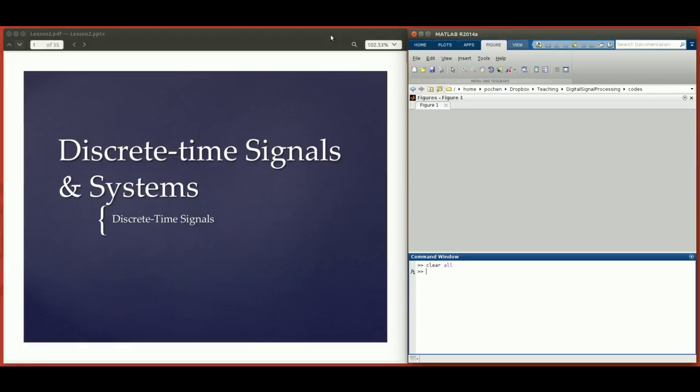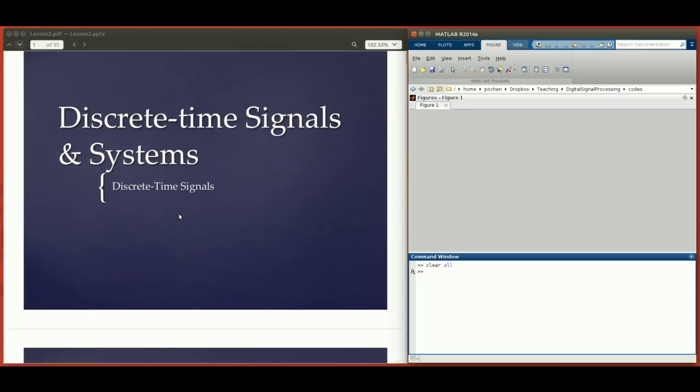So in this video, we're going to talk about some basics about the discrete time signals and systems. We're primarily interested in discrete time signal processing. So let's talk about some of the fundamental discrete signals and some fundamental operations that we can apply on those discrete time signals.